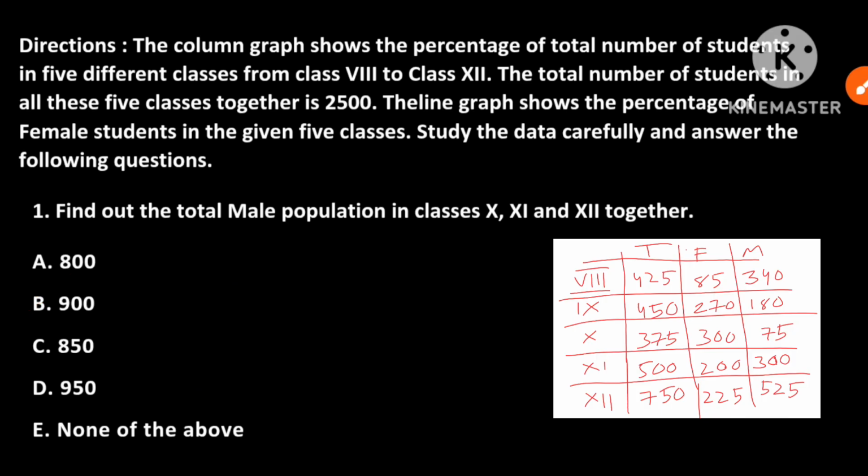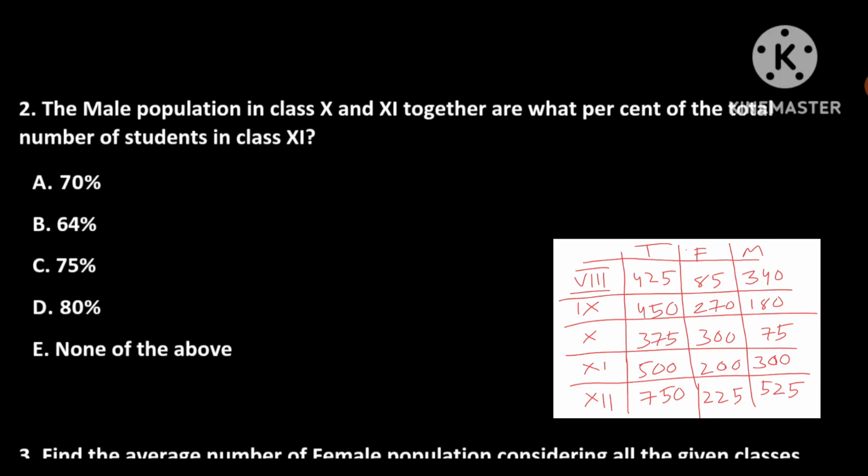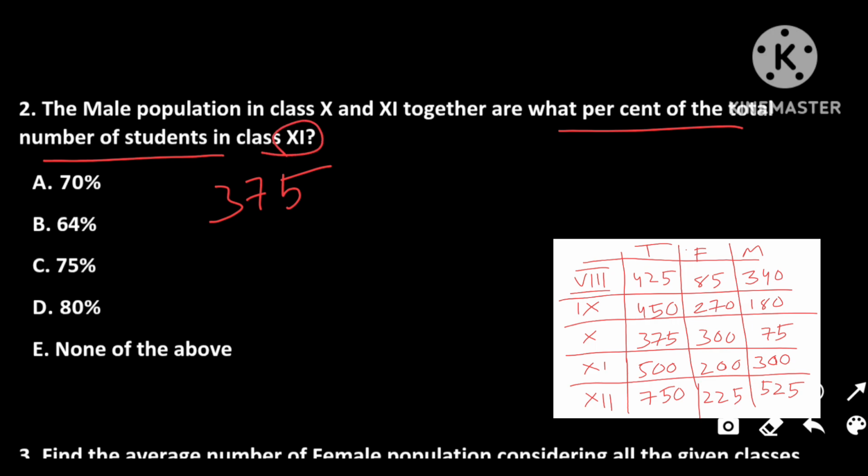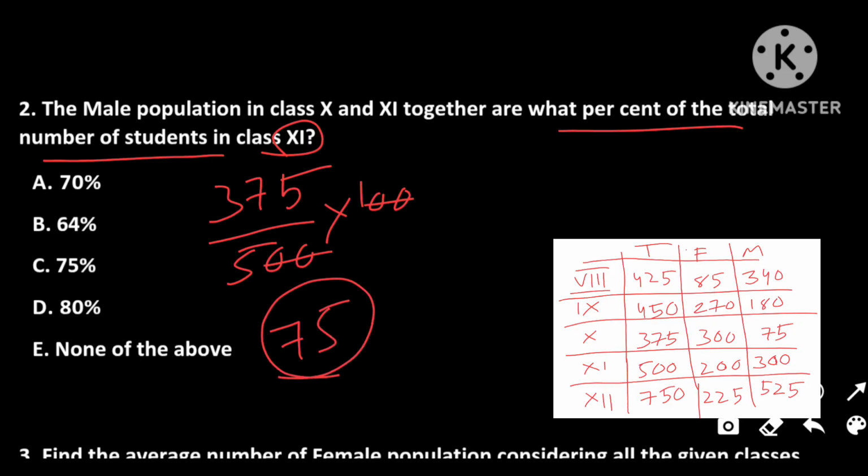Okay. Next, second question. The male population in 10th and 11th together is 375. What percentage of the total number of students in 11? Total number of students in 11 is 500. So asking about what percentage. So double zeros are cancelled here. So we have 5, 7 times will be 35 and 5 times. So it is 75%. Option C is our answer.